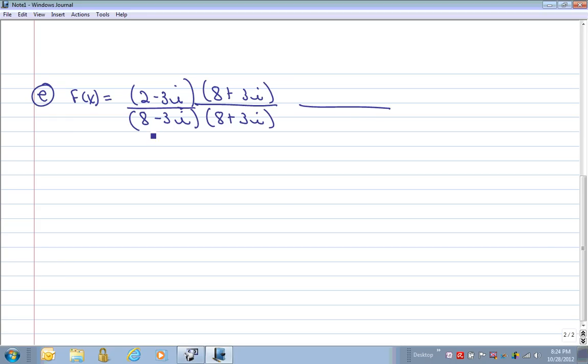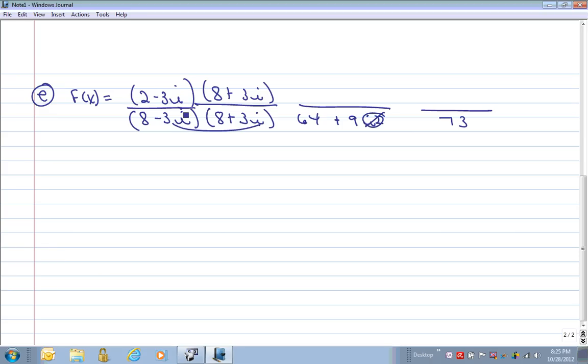We only have to multiply the first times the first, so that's 8 times 8, which is 64, and then the last times the last. So negative 3 times positive 3 would be a negative 9, and then it would be i squared. But remember, the i squared is just going to change our 9 to a positive. So all of a sudden, we have 64 plus 9, and 64 plus 9 is going to give us a 73 in the denominator.